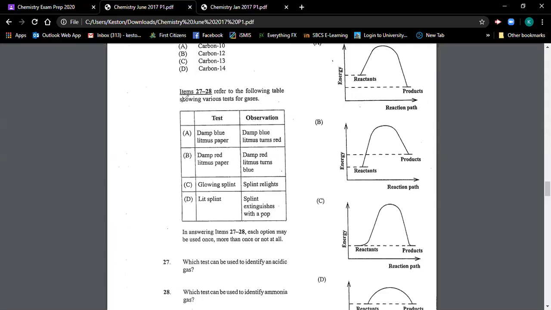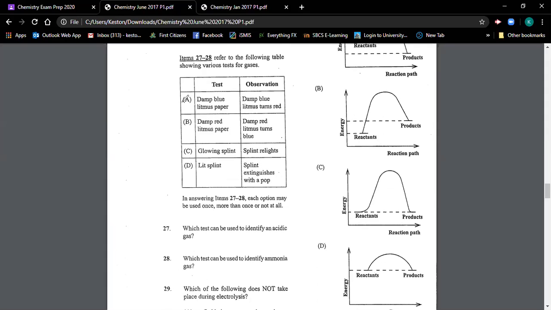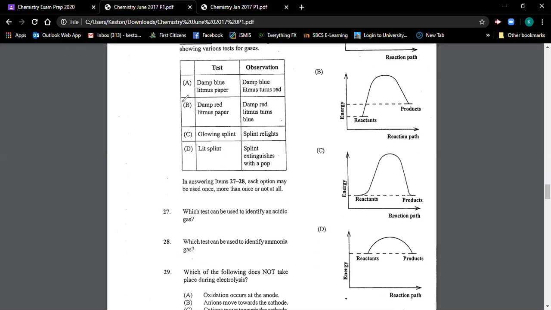Refer to the following table showing various tests for gases. In answering 27 to 28, each option may be used once, more than once, or not at all. Which test could be used to identify an acidic gas? Acidic gas. So I'll give you an example. Hydrogen fluoride is an acidic gas, and that turns blue litmus red. Good, very good, Kira. E. Good, Navin. So the E as well.